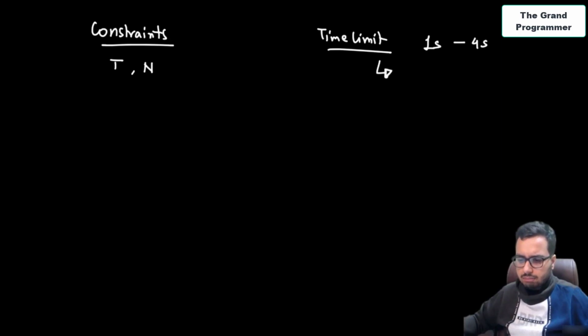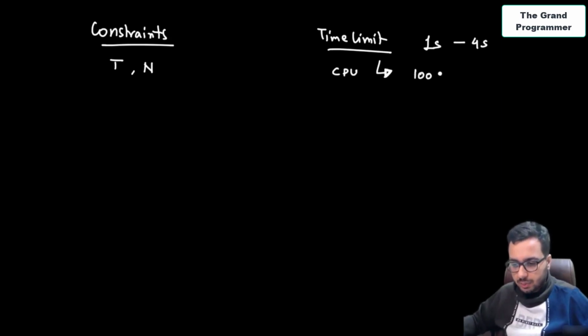Depending on the language, for Python it could be 4 seconds, and the same could be done in C++ in 1 second as well. Generally the number of operations that your online judge CPU can execute in this time frame is around 100 million operations. 1 million is 10 power 6, so it means 10 power 8 operations can be done.